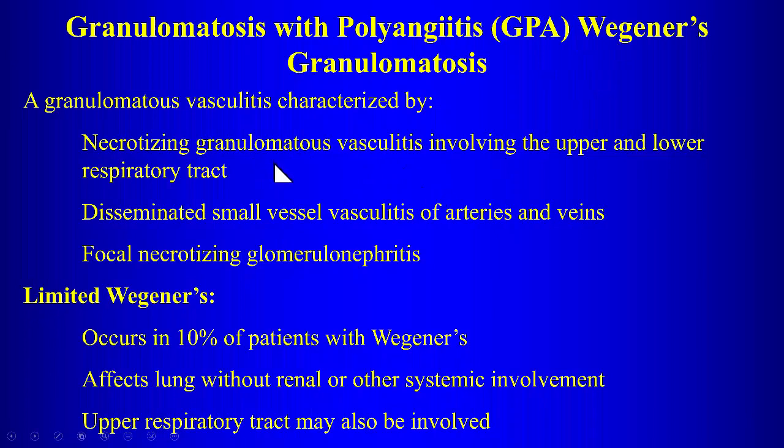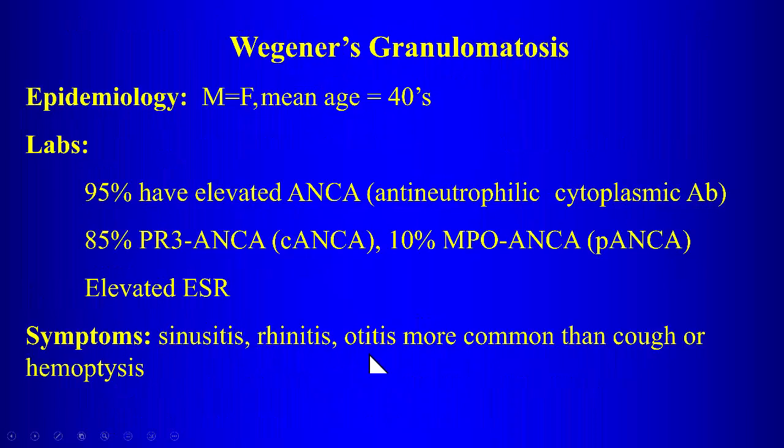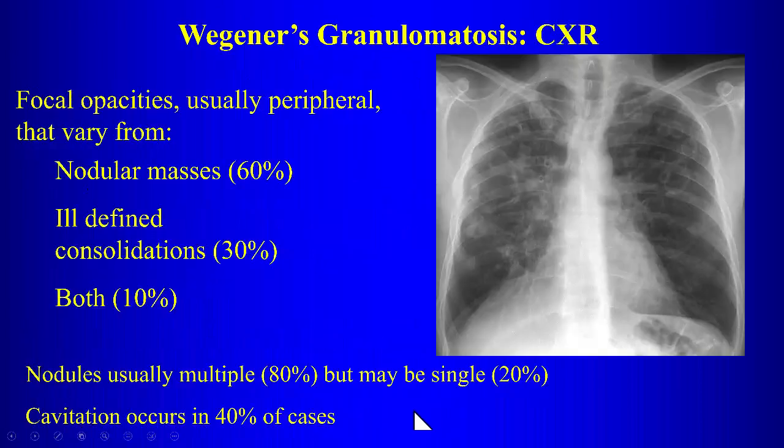So this is a necrotizing granulomatous vasculitis, can involve the respiratory tract. This can also result in pulmonary hemorrhage in some patients. There can be limited forms, about 10% of the time it only involves the lung without renal or other systemic involvement. So we look for the elevated ANCA levels, especially the C ANCA, which can be helpful in making the diagnosis in these cases.